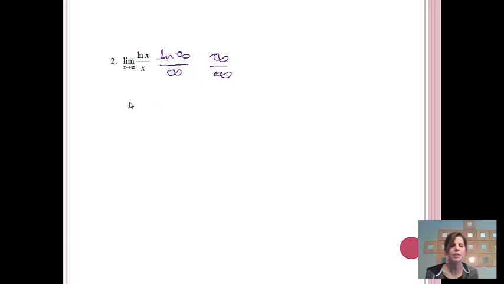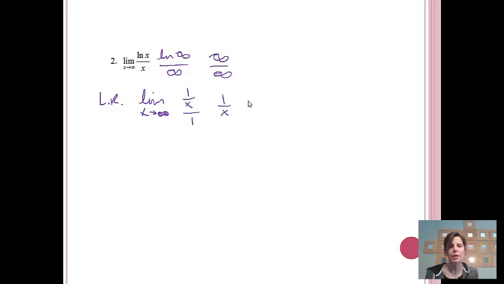Since I got an indeterminate form, we can apply L'Hopital's rule. So we'll find the limit as x approaches infinity again, but this time we get to take the derivative of the numerator and of the denominator. The derivative of the numerator would be 1 over x, and the derivative of the denominator would be 1, so I'm simply left with 1 over x.